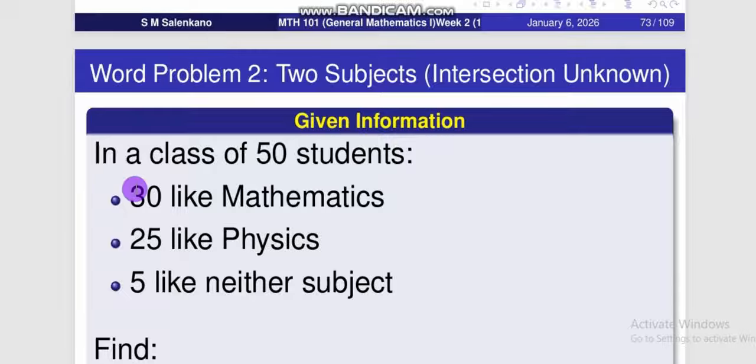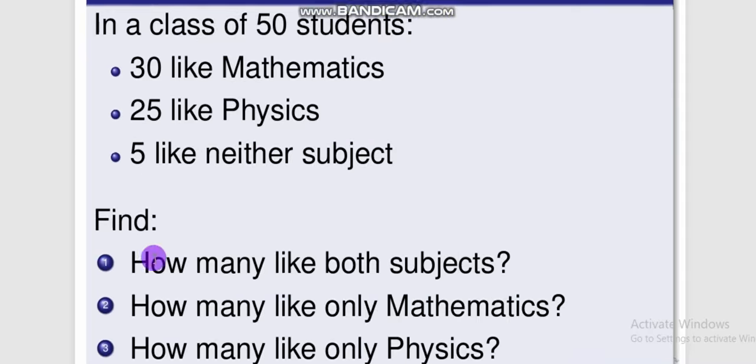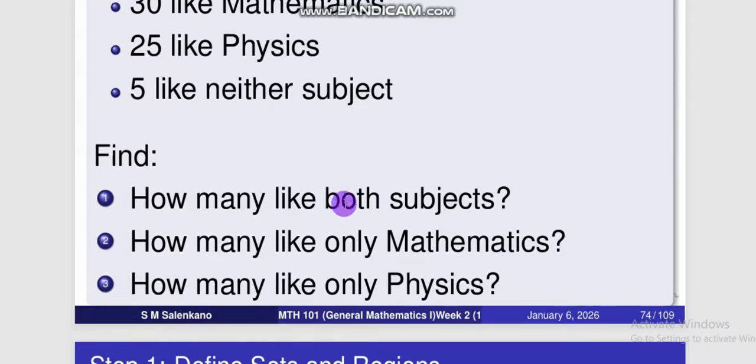So here is the problem again. The same problem, only that one quantity is missing. The 10 that we were given for both subjects, right? In a class of 50 students, 30 like mathematics, 25 like physics, 5 like neither subject. So we're going to find those who like both subjects, right? And then how many like only mathematics, how many like only physics.